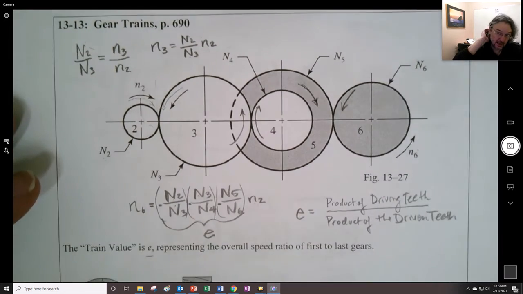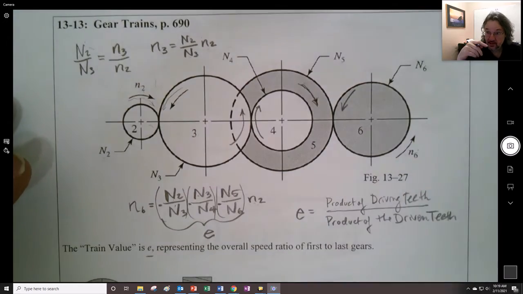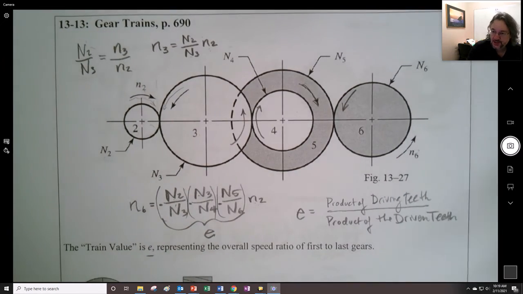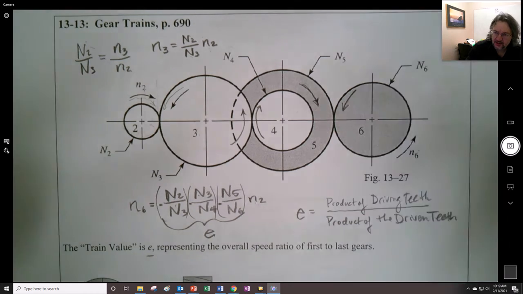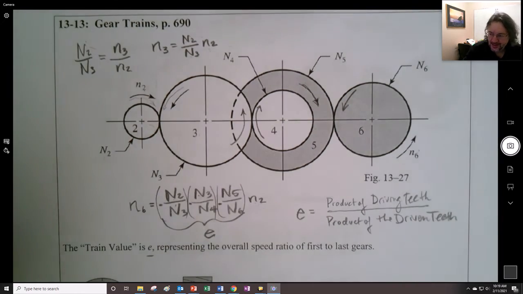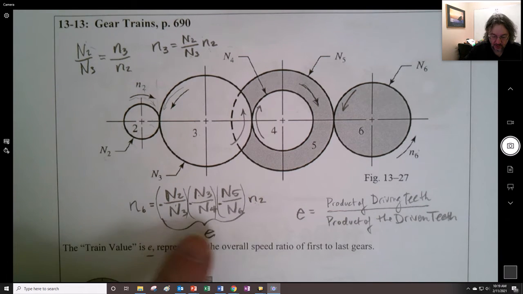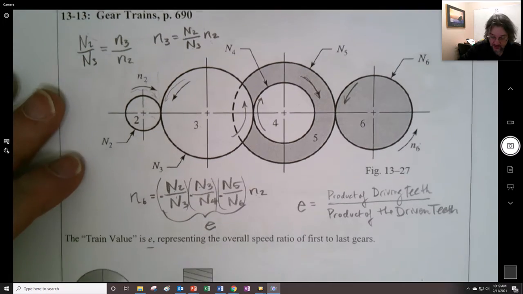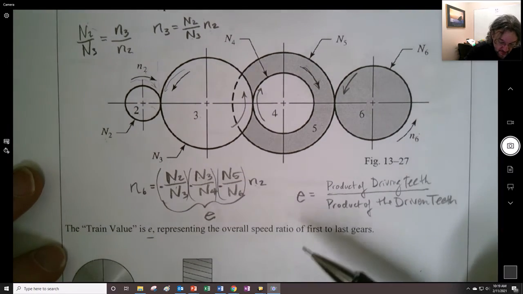And you can say that each stage is negative, but maybe it's better to just double check yourself, because sometimes we could have a more complicated setup where we have internal teeth on a ring type of gear, and that does not reverse. So, because we're also going to use this same product rule idea when we go to try to figure out planetary gears. So this train value E.